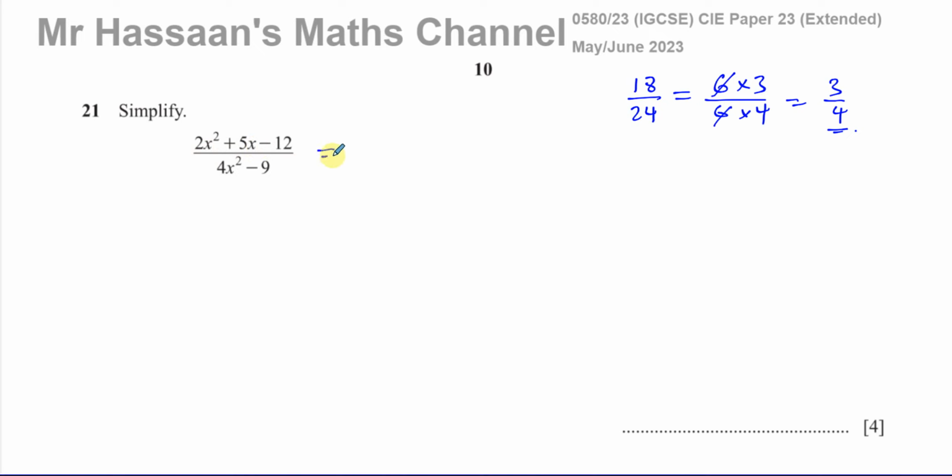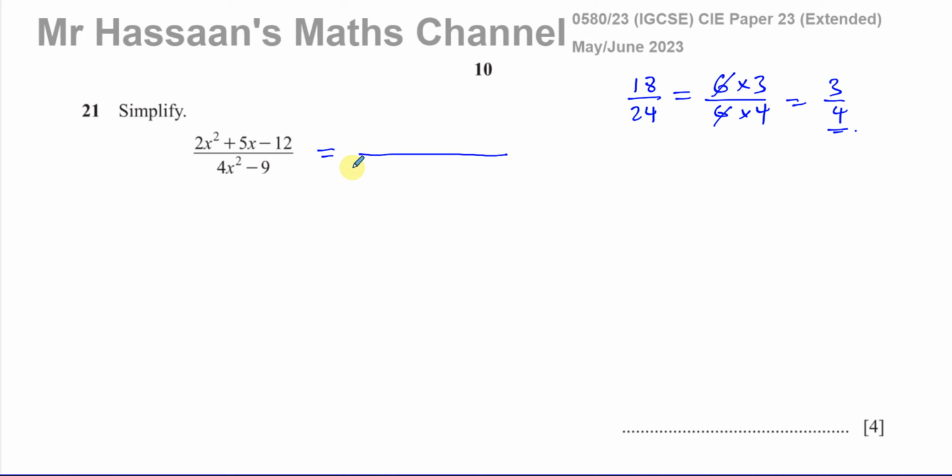Now the denominator is the simpler one to factorize, and we can recognize this as a difference of two squares. We have a perfect square minus another perfect square. 4 is a perfect square number. X squared is a perfect square number. Any letter with an even power is considered a perfect square term. And 9 is a perfect square, and there's a minus sign between them. Very important, it can't be a plus, it has to be a minus between them.